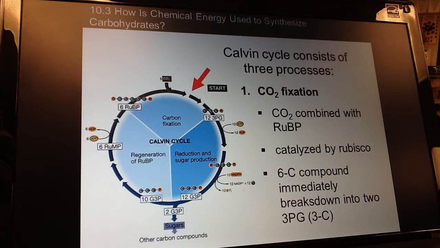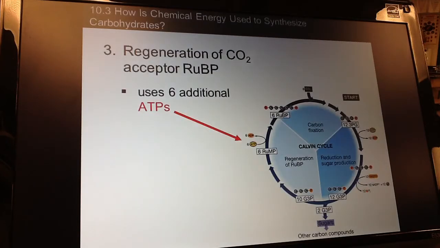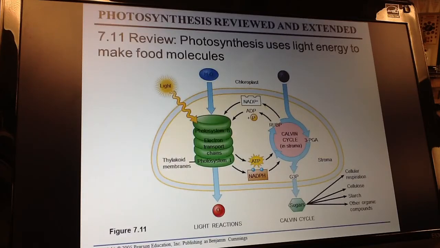Now, what are we doing? When we do our carbon fixation, the CO2 combines with RuBP to make a 6-carbon compound, which initially gets broken down right away into 3-PGA. Once that happens, we convert it into G3P using those energy molecules from the light reactions. And then that G3P can be used to make sugar, or it's going to regenerate our RuBP using more ATP.